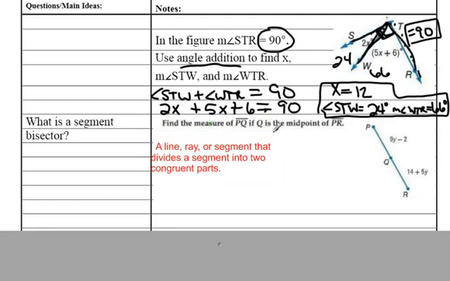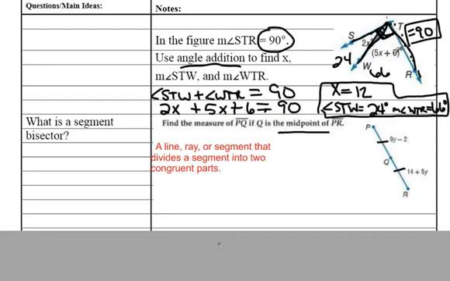So let's say here we want to find the measure of PQ if Q is the midpoint or the segment bisector of PR. So if this is the midpoint or the segment bisector, then this PQ would be congruent to QR, and I would show that using hash marks. Now, before we had segment addition, which said part plus part equals the whole thing, but we don't have the whole thing. The only thing we have in this problem is that these two parts are equal to each other because Q is the midpoint.